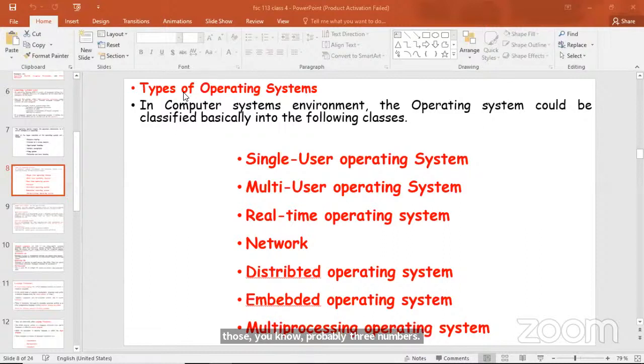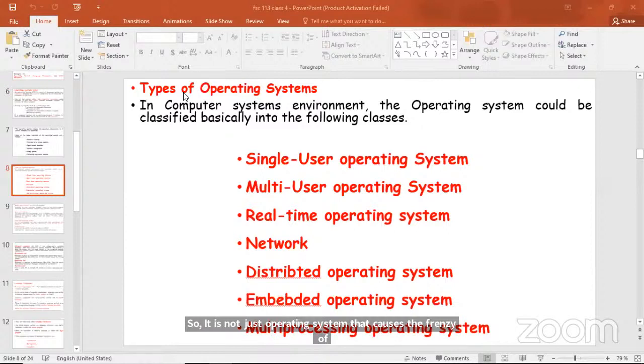Now, sir, does freezing of computer caused by ineffectiveness of operating system? Well, I said this is beyond your class because there are other things that you need to consider before you can conclude. You may have that your CPU is slow, or you could have that your RAM or your ROM is slow. You could have that your hard disk is running out of space. Now, you could have viruses on your system. So it is not just operating system that causes the freezing of your computer system.